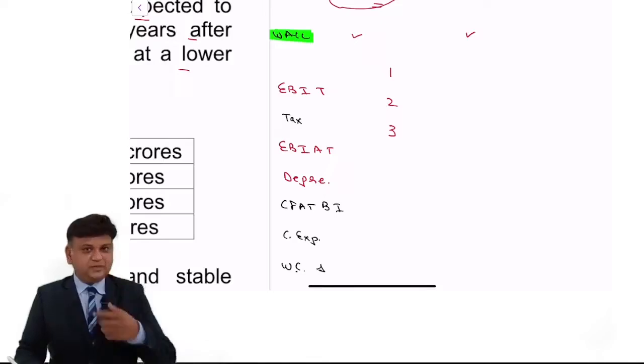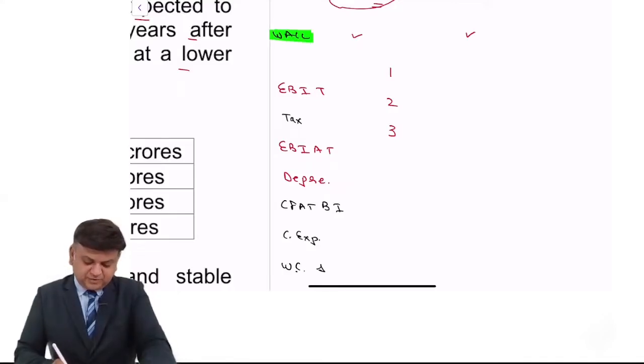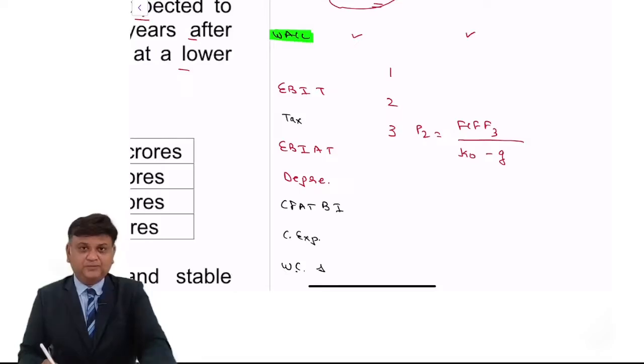Whatever the free cash flow for the firm for the third year is going to grow at a constant rate for perpetuity, which is provided to us at the rate of 9%. So, we'll make the calculation of the P2 using free cash flow for the firm for the third year divided by weighted average cost of capital or overall cost of capital minus growth rate. That is the way the P2 is calculated.